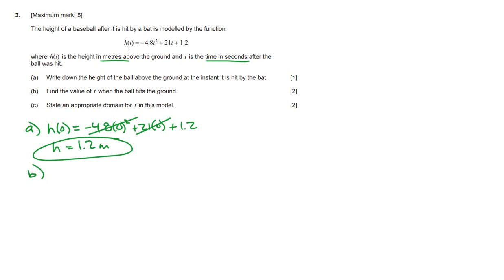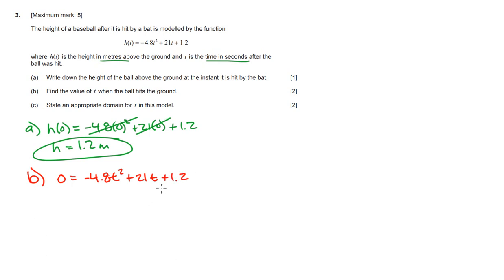Part B says find the value of t when the ball hits the ground. So that's when h is going to be back at 0, right? Let's start doing these in a different color to make it a little easier to see what we're doing on each part. So that means now this right here is going to be 0. So we do 0 equals negative 4.8 t squared plus 21t plus 1.2.